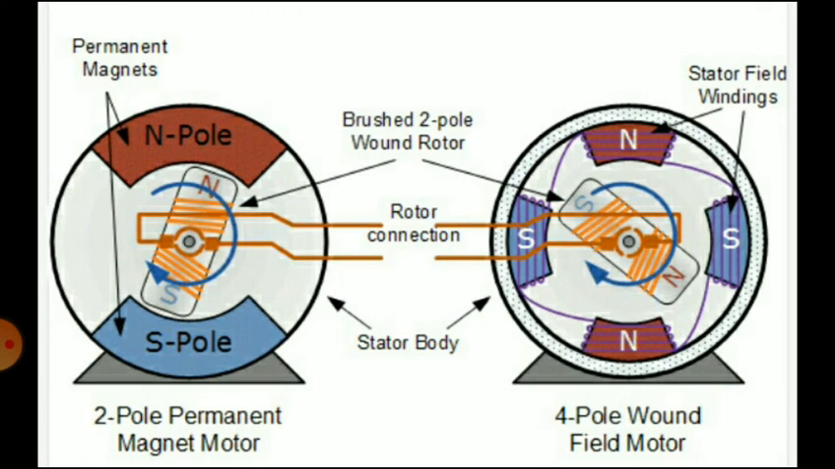So you can see there is a field winding. You can see the stator field winding, and inside there is an armature winding and the rotor connection that is shown. The supply is given to the armature through the commutator by using the brushes. In the first diagram there is a two pole permanent magnet motor, and in the second diagram you can see the four pole wound field motor.